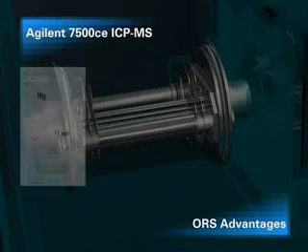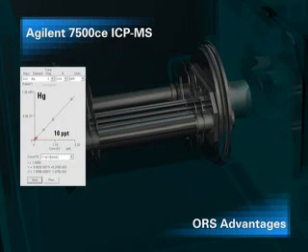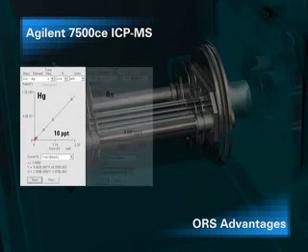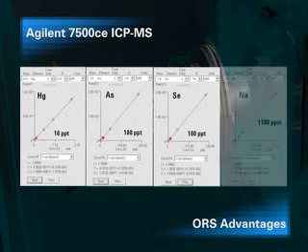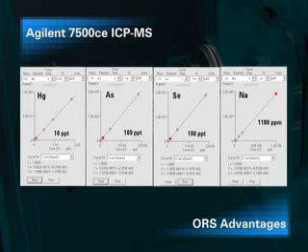The calibration graphs show excellent linearity for mercury down to the 10 parts per trillion level, arsenic and selenium down to 100 parts per trillion, and sodium at 1,180 parts per million, all achieved in the same run. The ability to measure elements over a wide concentration range in a single analysis clearly demonstrates the power of the ORS.